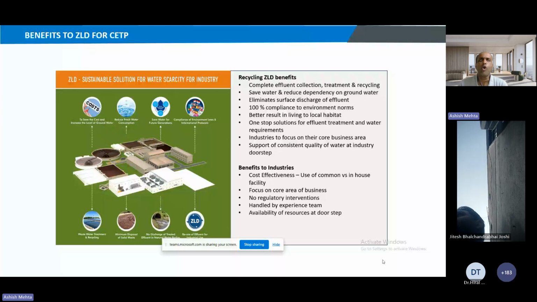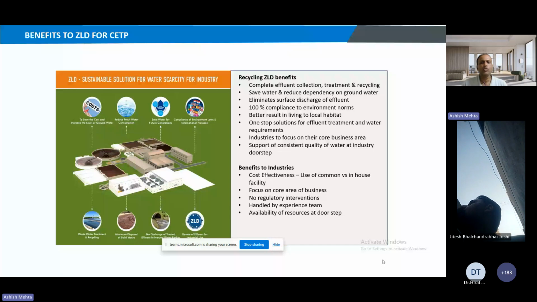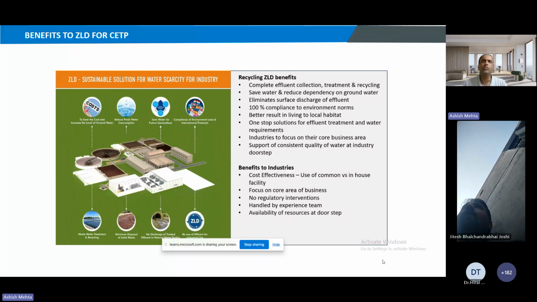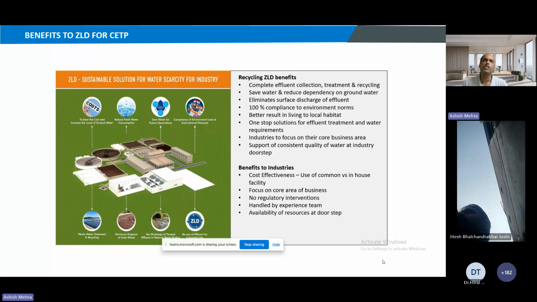So when you go for a community project, when you go for a larger capacity plant, whether it is CETP or a ZLD system, these are the direct benefits to industries. You can achieve cost reduction. You can focus on your business because somebody on the other end is taking care of wastewater treatment and recycling. There would be no botherations on statutory compliance because somebody else is taking care of your effluent treatment. There is an expert team handling the issues related to ZLD and CETP systems, and available resources taking care of the ZLD system.